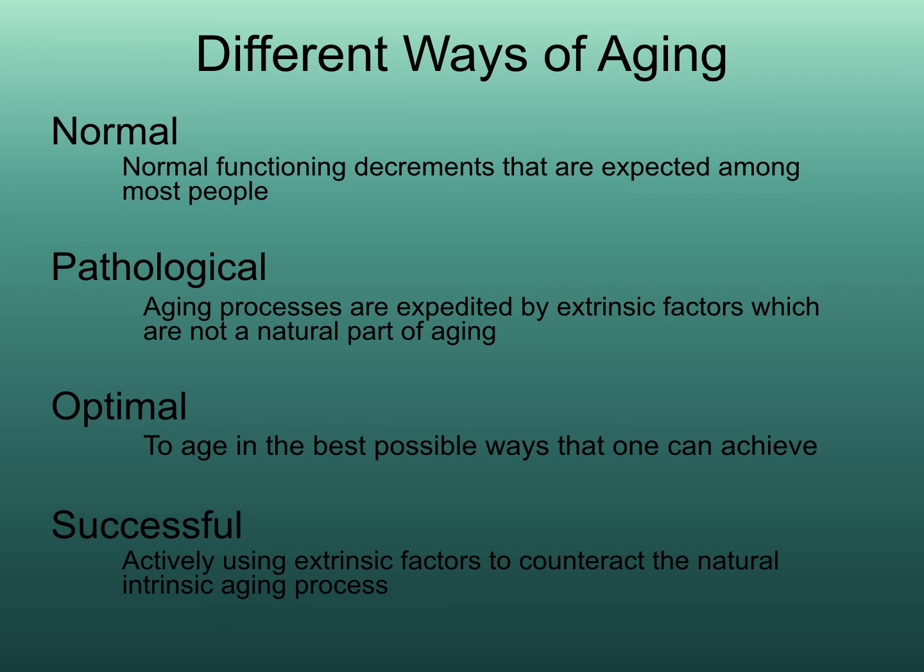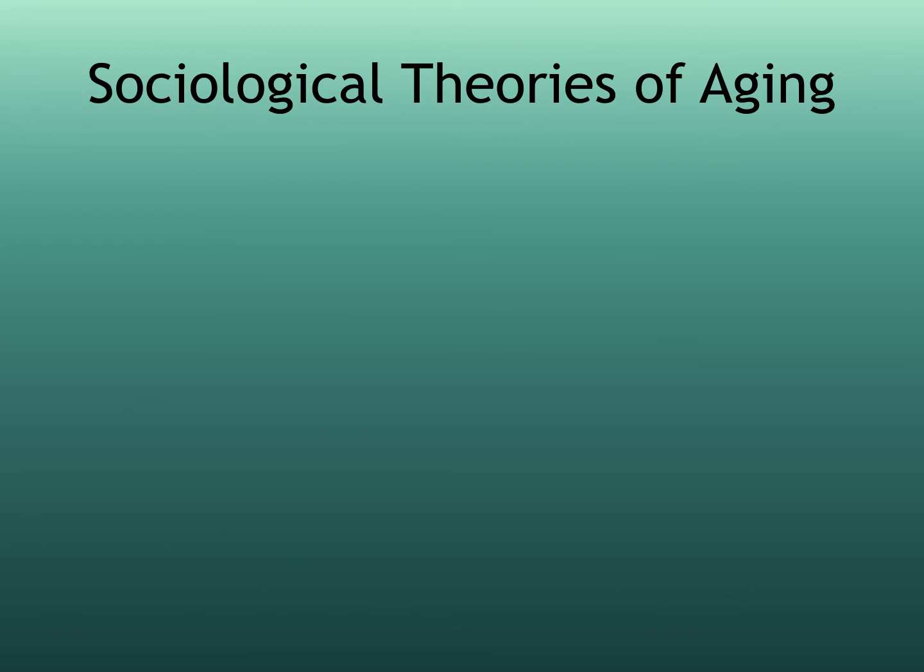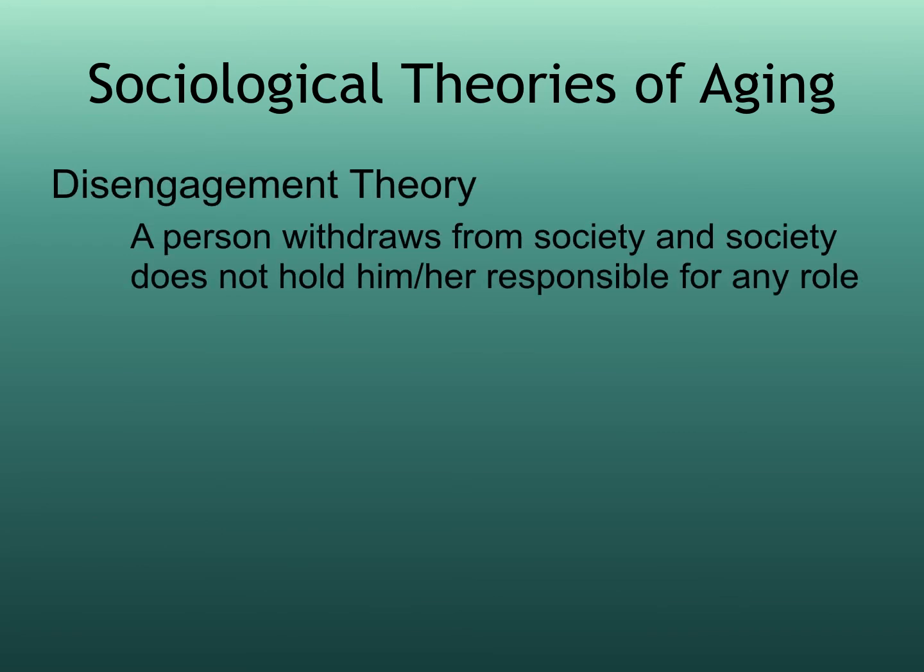The last thing I want to do is share with you a couple of sociological theories of aging. The first one is disengagement theory. This is when a person possibly retires from their career and they are starting to get older and they pull away from society. They become more isolated, but also society does not come looking for them.